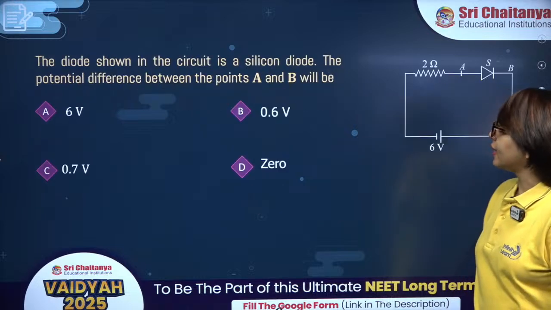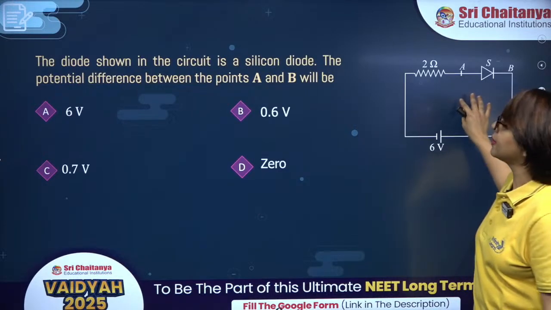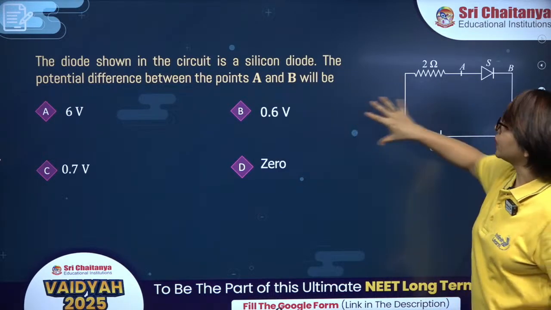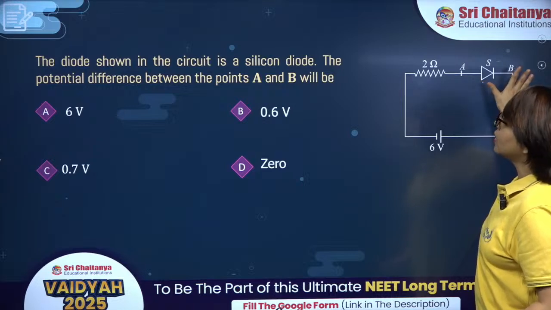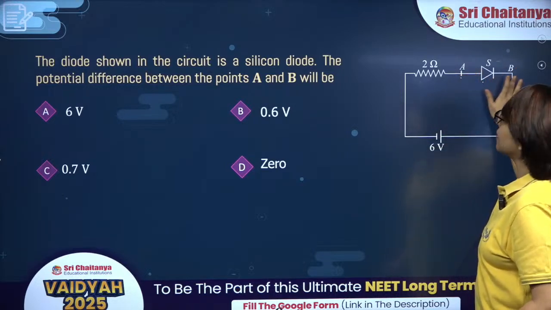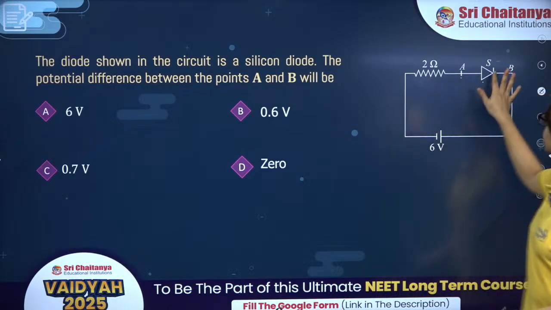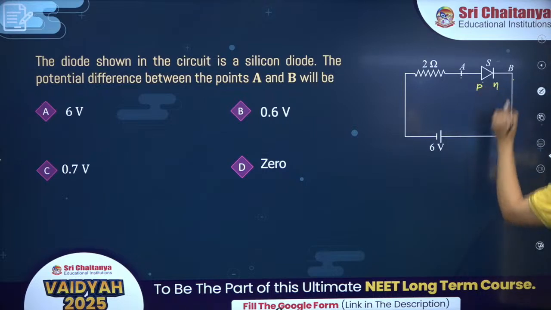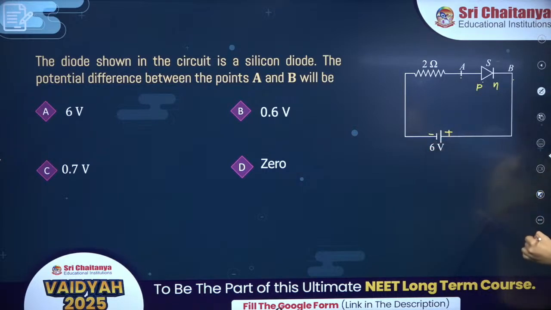Alright. Next is, this is again from semiconductor. The diode shown in the circuit is a silicon diode. The potential difference between A and B will be. Now this is P type and this is N type. This is positive terminal, this is negative terminal.